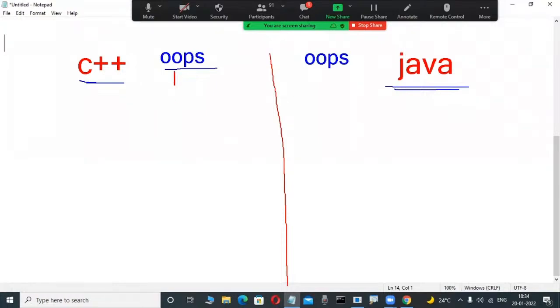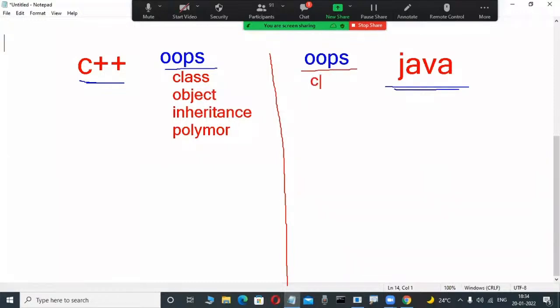Here the OOPS concepts mean, as some fellows may know: class is a concept, object is a concept, inheritance is a concept, and polymorphism is a concept. Maybe so many fellows have an idea. The same is there in Java: what is class, what is object, what is inheritance, what is polymorphism. So many concepts are there. That is why conceptually class, object, inheritance and polymorphism are the same.